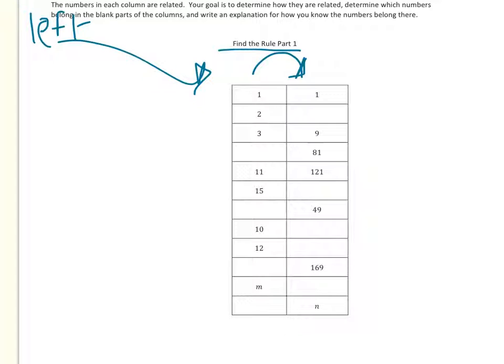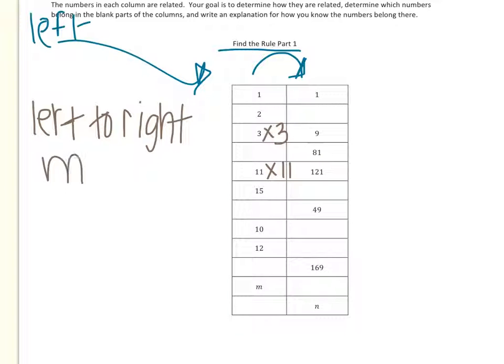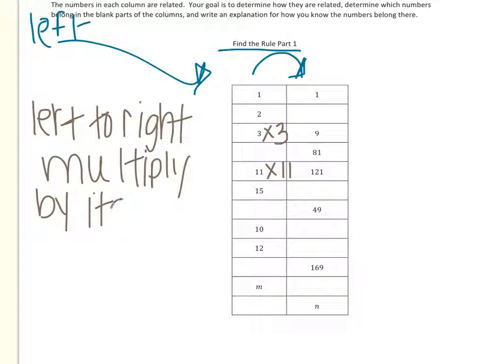Okay, so now you probably are wondering what the rule is. So you'll notice we have 1. What do you do to 1 to make it 1? What do you do to 3 to make it 3? Well, to change 3 into 9, you have to multiply it by 3 to give you 9. If you look at 11, to make it 121, you have to multiply it by itself, 11. So when you move left to right, you're multiplying it by itself. That's known as squaring something.